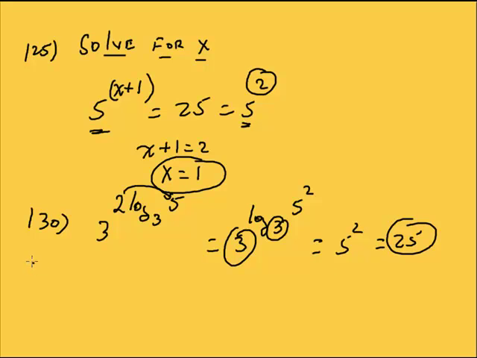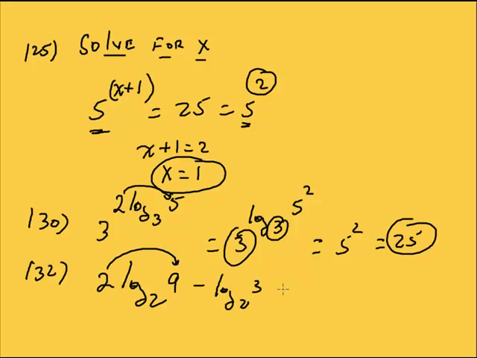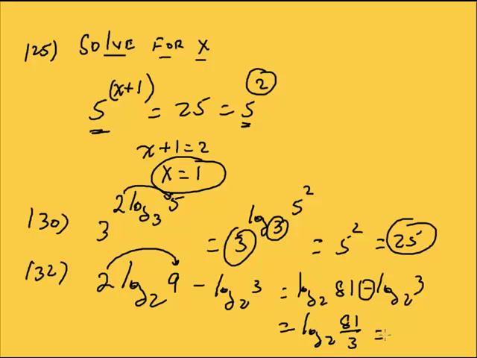Last one, 132. You have 2 log base 2 of 9 minus log base 2 of 3. This 2 goes up on the top, and that becomes log base 2 of 81 minus log base 2 of 3. So this is log base 2 of 81 divided by 3, because subtraction means division. Log base 2 of 27.